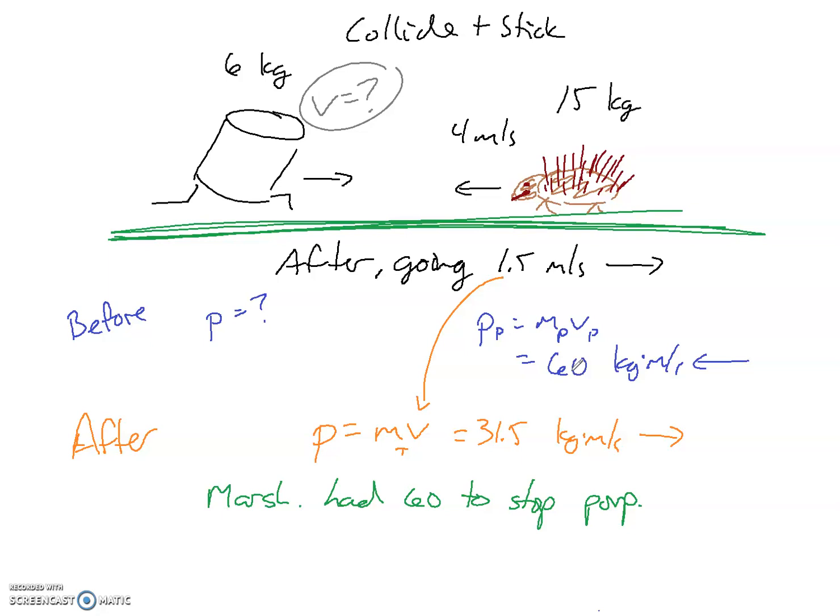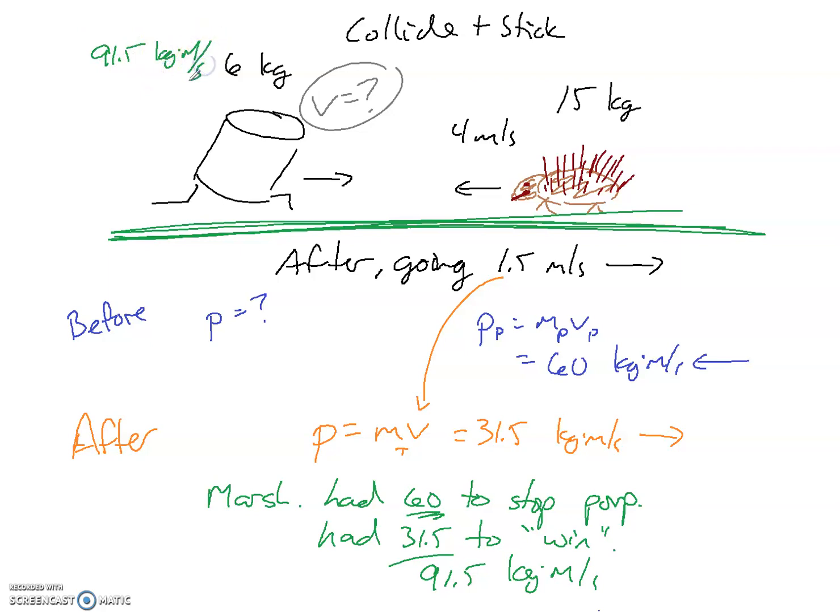Sort of like the ball question we did a little while ago. So the marshmallow had 60 just to stop, but not only did it stop, it also won with 31.5. Okay, so the marshmallow at 60 stopped, but it also had another 31.5 in order to win and keep on going towards the right. So I'm going to put those two together, and my marshmallow must have had 91.5 kilogram meters per second of momentum. So my marshmallow came in with 91.5 kilogram meters per second of momentum.